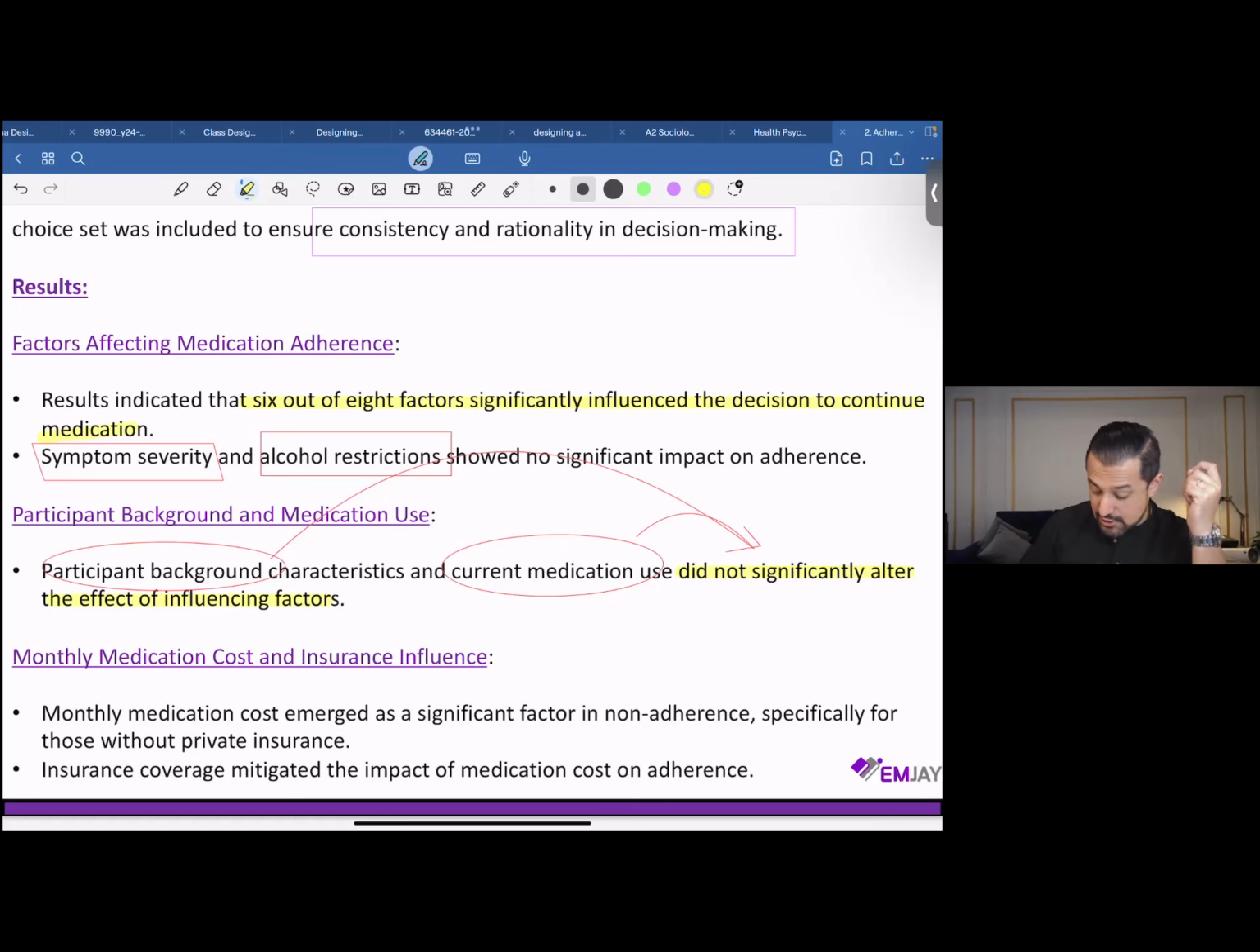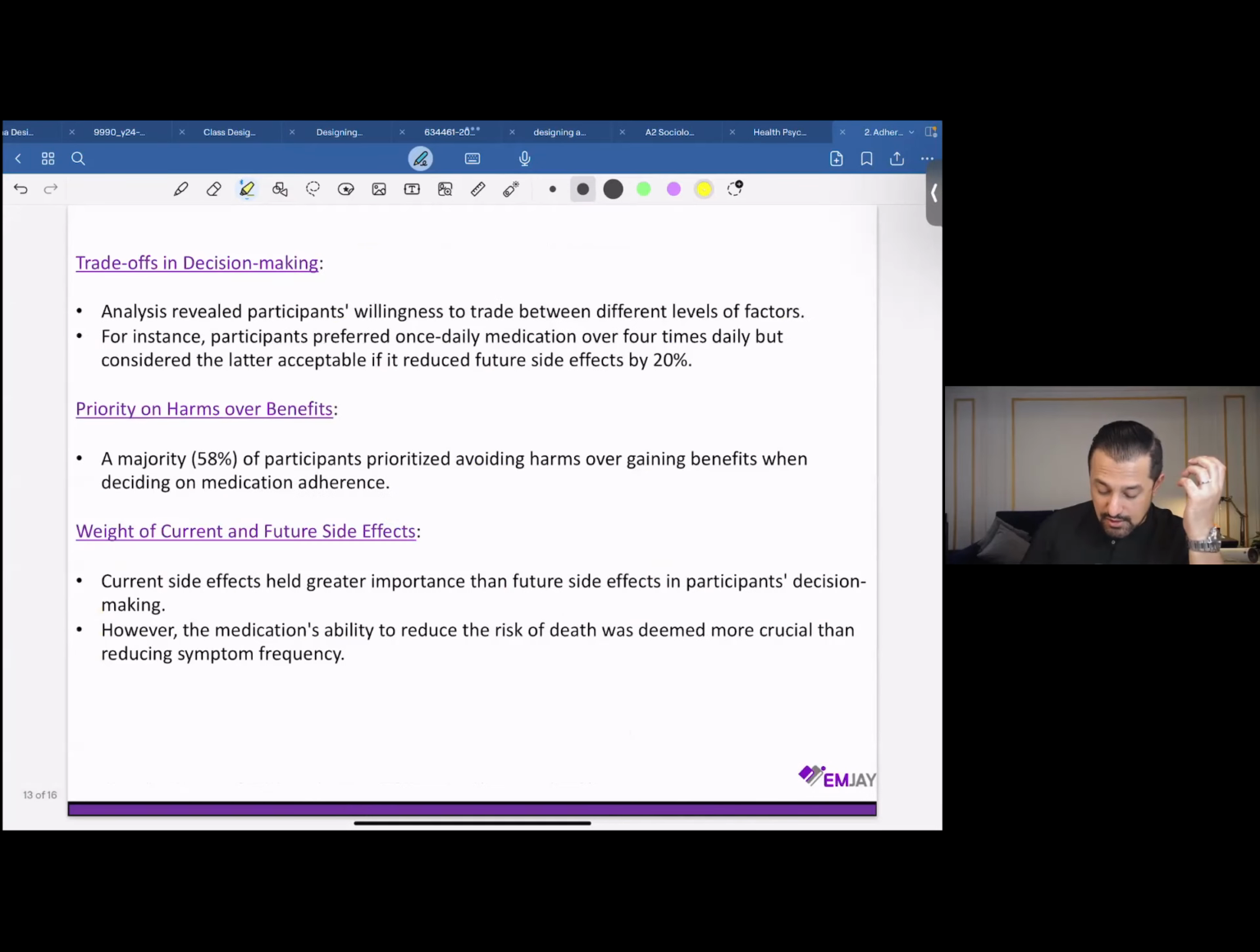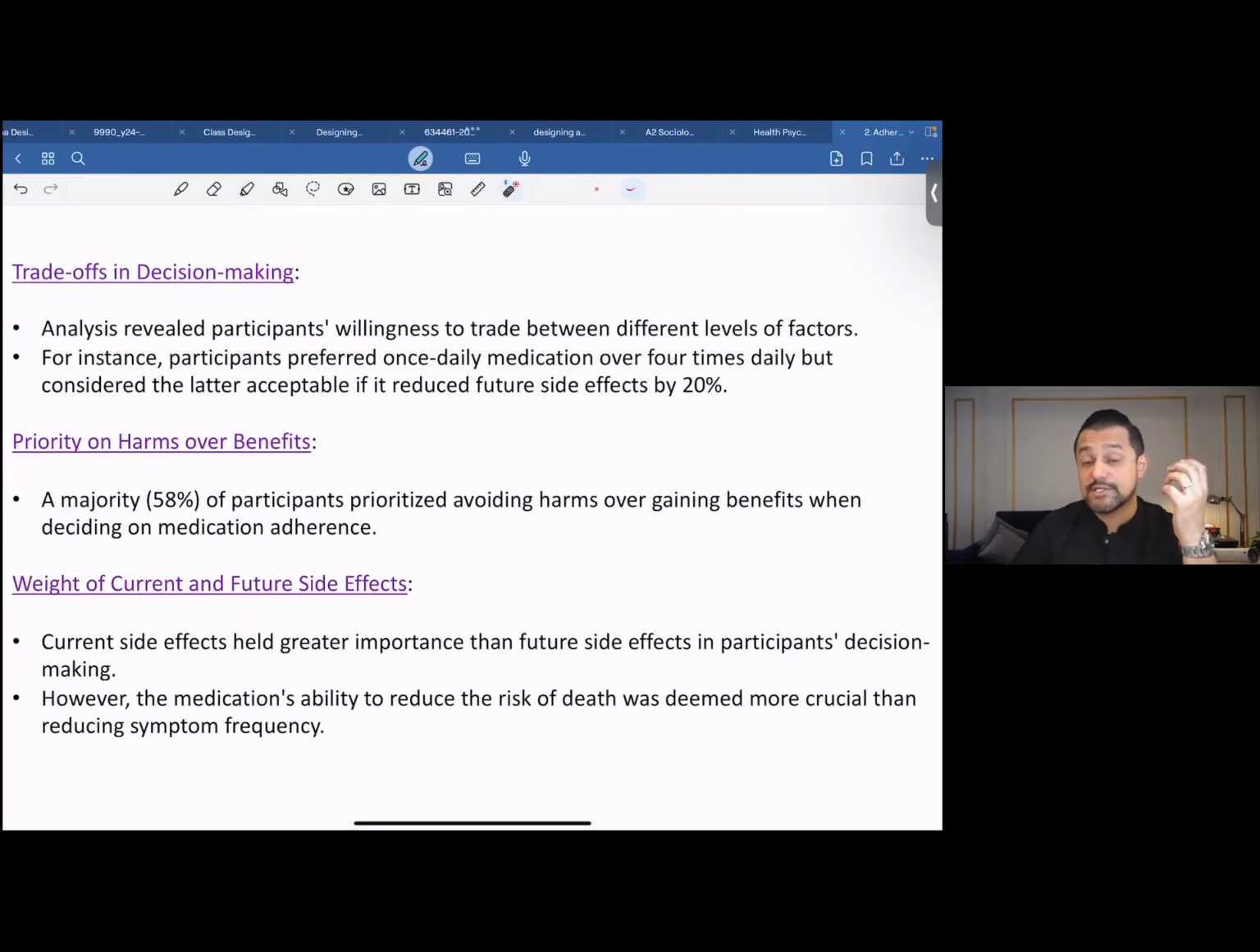Number three, monthly medication cost and insurance influence. Of course, monthly medication costs emerged as a significant factor in non-adherence, but this was seen in individuals who did not have any private insurance. For them, of course, the cost would be a major factor. Insurance coverage mitigated the impact of medication cost on adherence, or in other words, if the patient did have insurance coverage, it wasn't really an important or significant factor that would affect their adherence levels.